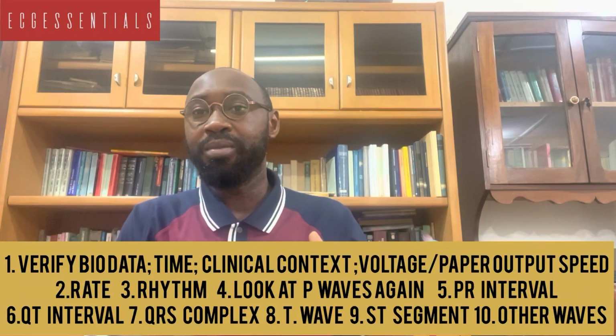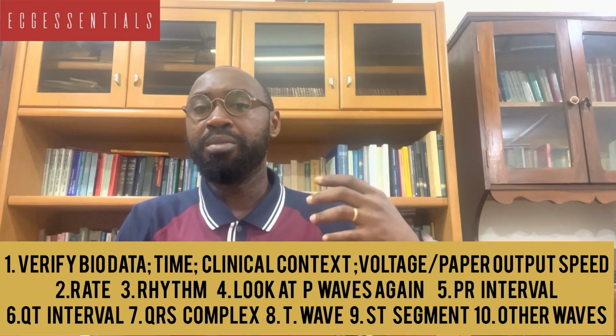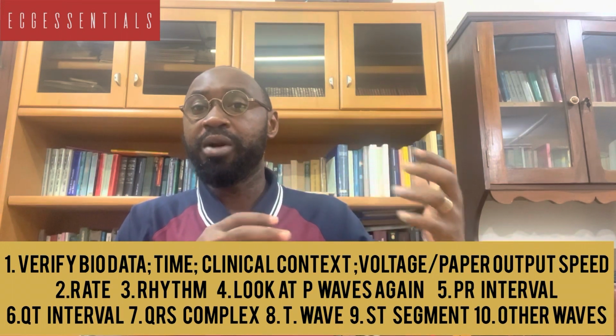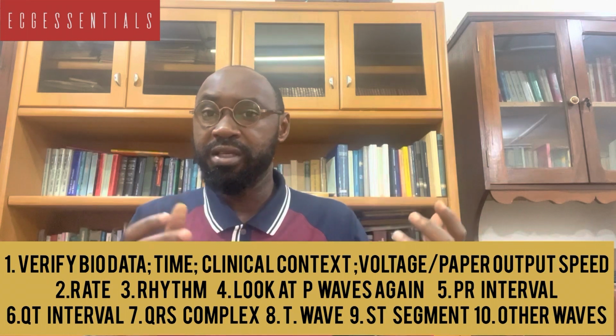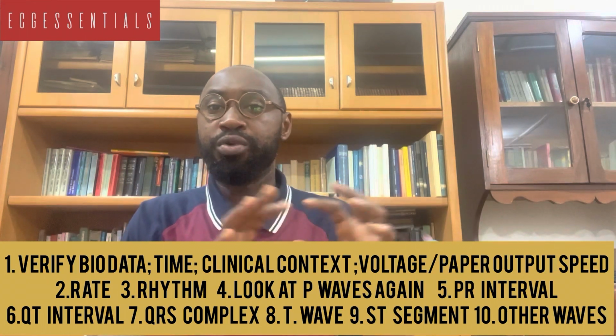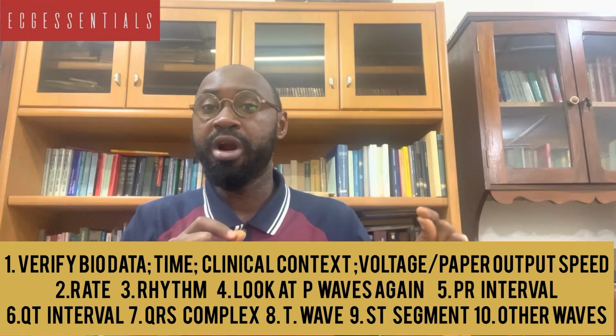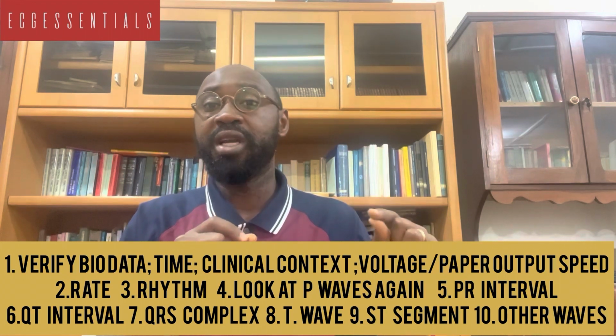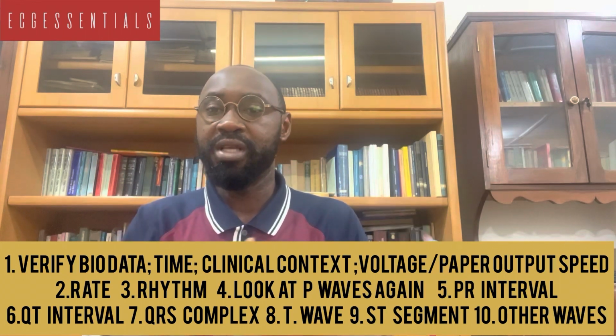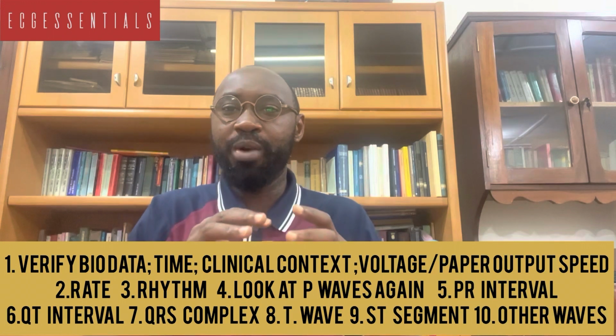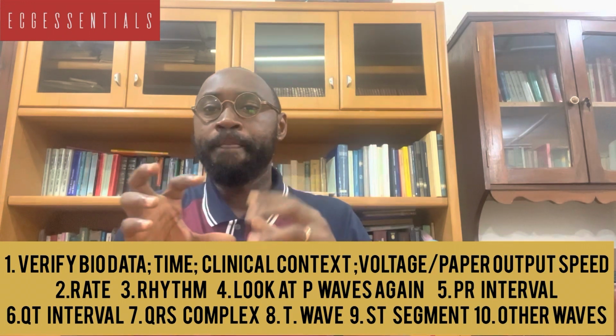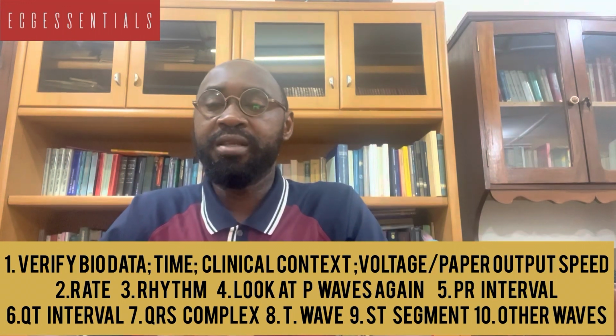So we have just succeeded in looking at the more traditional waves, starting from the P wave, being interested in how they appear, the QRS, the T. We have looked at the usual intervals, PR interval. We have looked at the ST segment, the QT interval as well. So we can now look at some of the less common waves that we may see on the ECG.